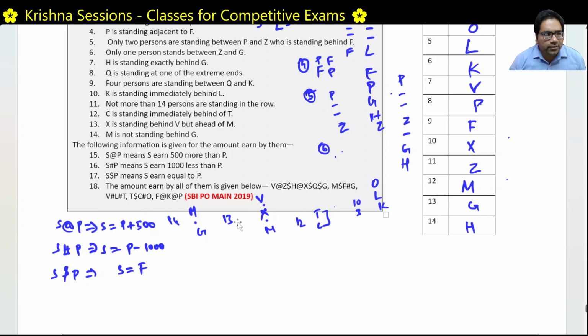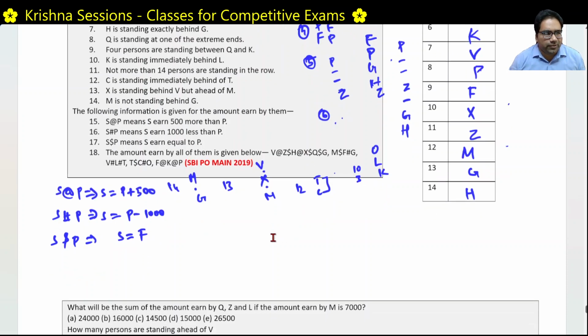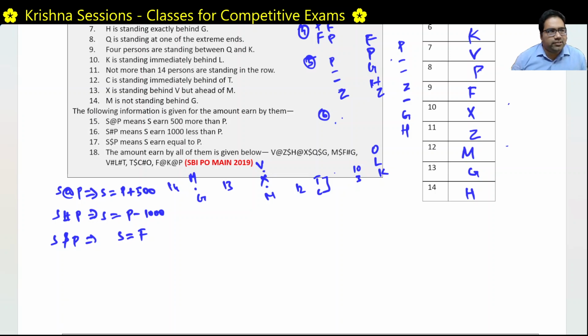And we are given the amounts that they have earned. V at the rate Z, dollar H at the rate X, then dollar Q, dollar G, and so on. So how do we start this? We have to start somewhere. Let's start at the simple one. F at the rate K at the rate P. Let's assume the amount of P is P.